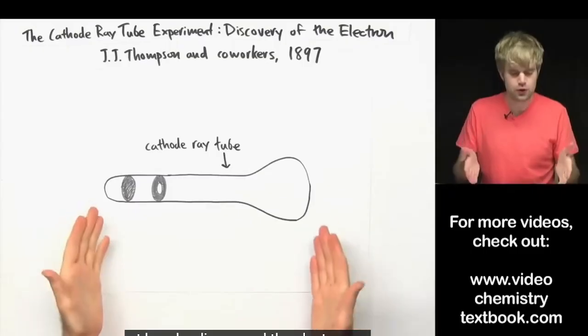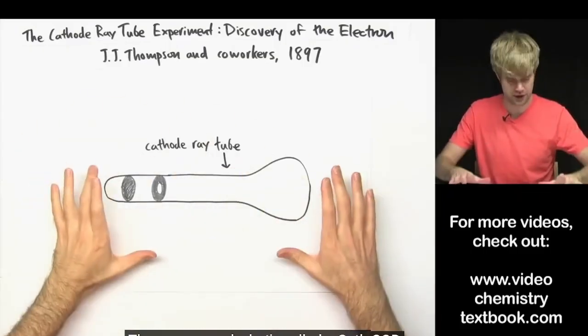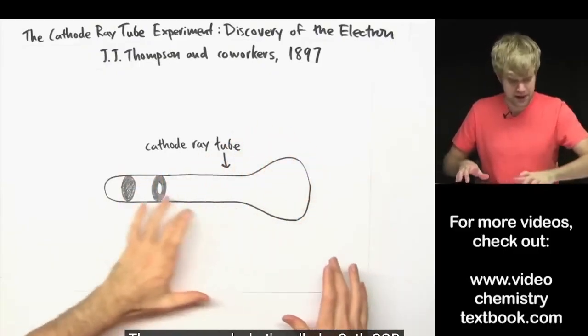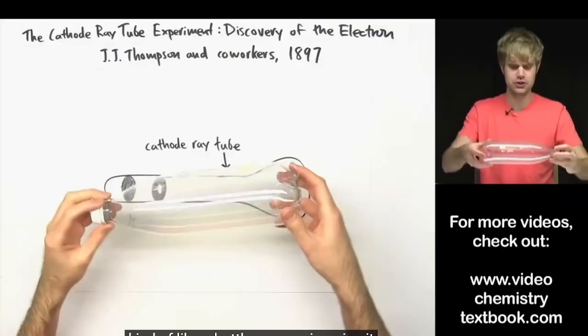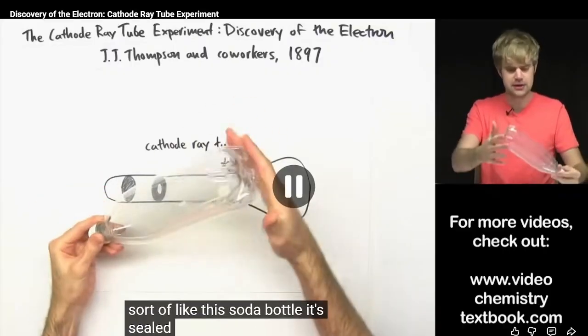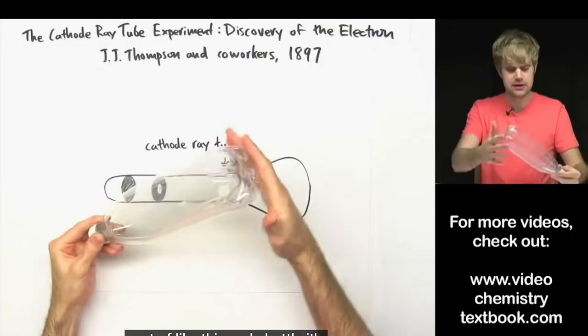So Thomson used what's called a cathode ray tube. It's a big tube of glass that's kind of like a bottle. You can imagine it sort of like this soda bottle. It's sealed. And for this one, just like the last video we did, if you want to write down as we go, that's fine. But we're also going to write down together at the end. So don't stress if you miss something.